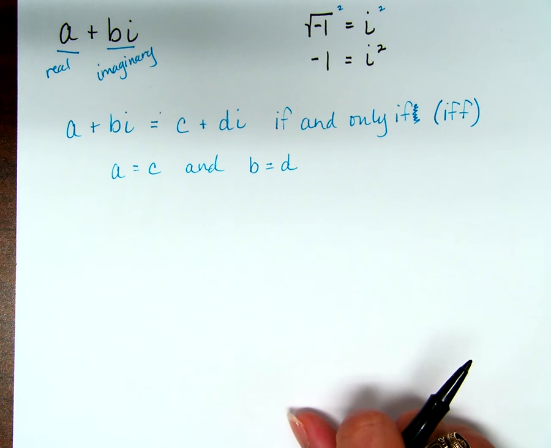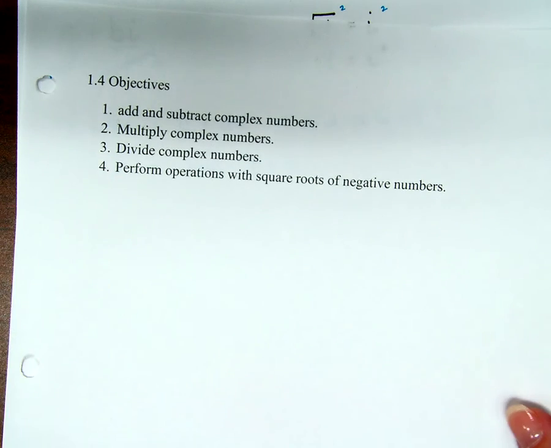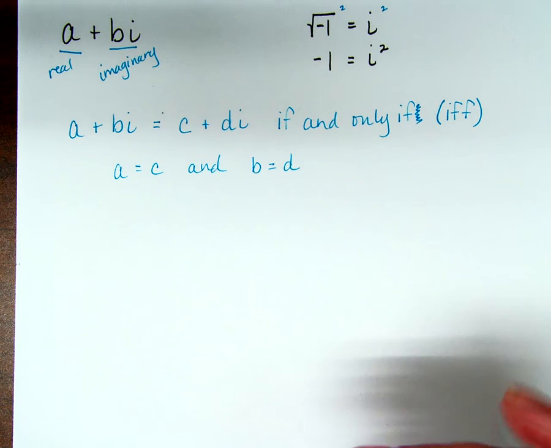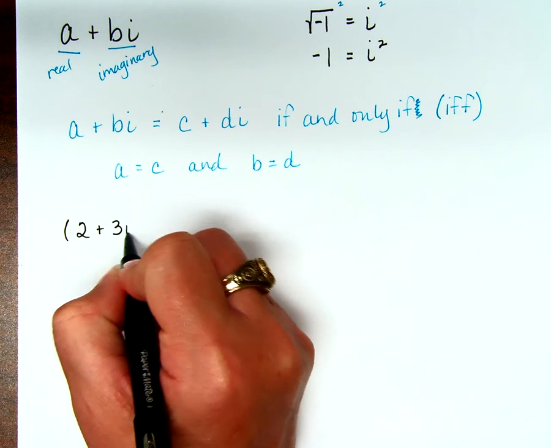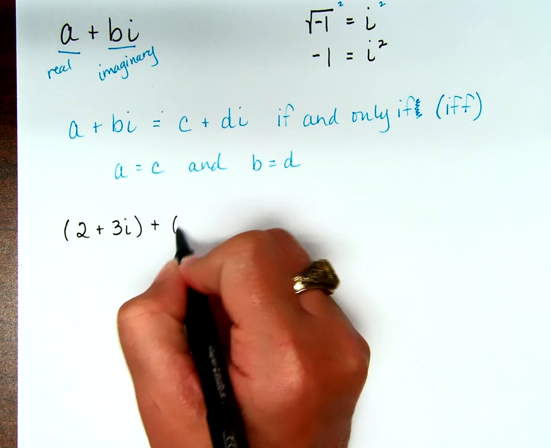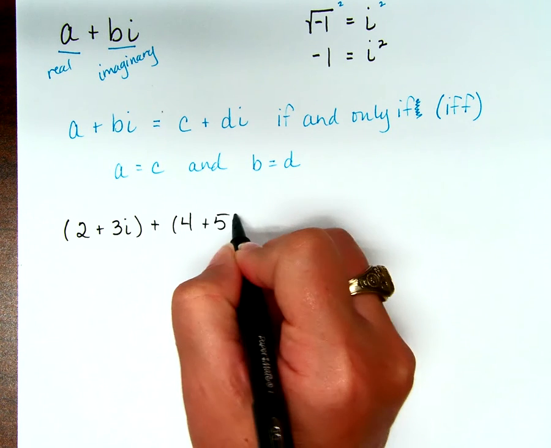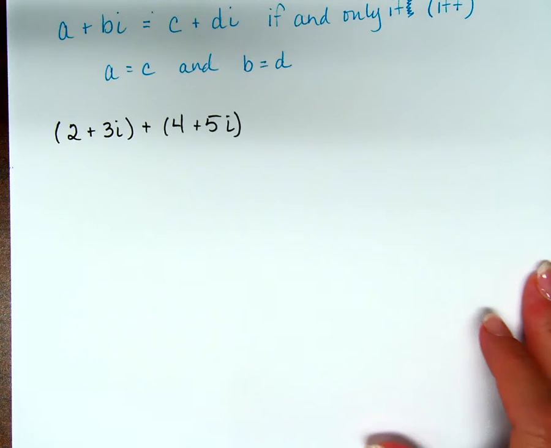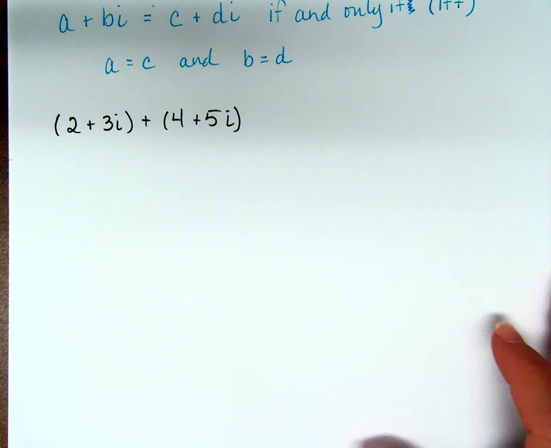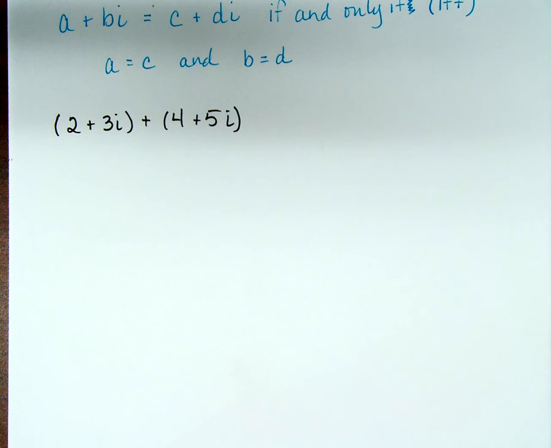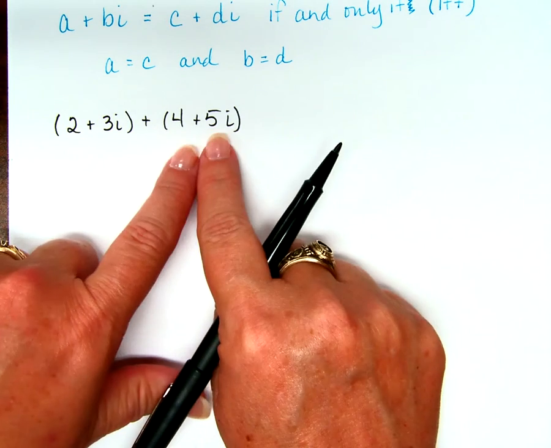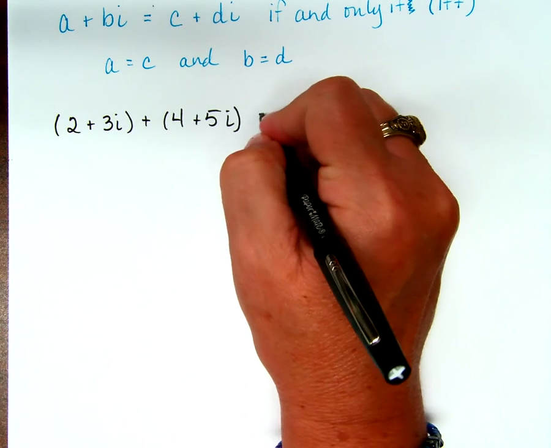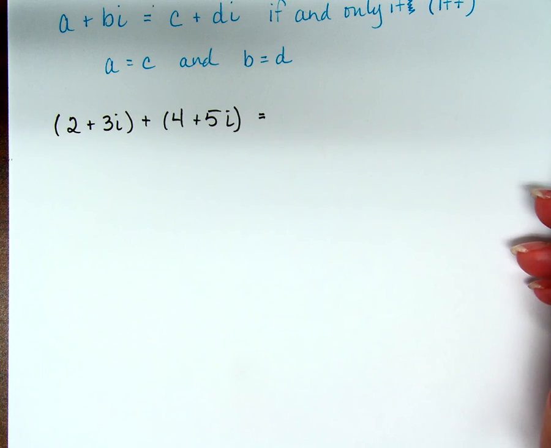So adding and subtracting complex numbers is the first thing on our objectives for today. So let's talk about that. Okay, 2 plus 3i plus 4 plus 5i. Now, are these parentheses actually necessary at this point? What it's doing is keeping the complex number together. They're saying this is the complex number and this is the complex number. But when I add complex numbers, which two parts do I add?